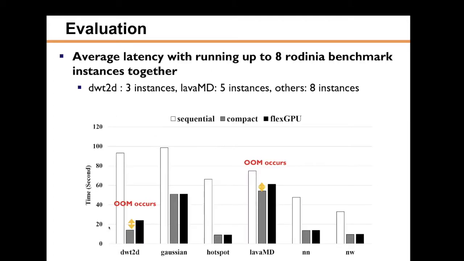Then we demonstrate the average execution time of 6 applications from the Rodinia benchmarks. In particular, DWT2D and LavaMD require more than 2 gigabytes of GPU memory, so the number of concurrently running instances is limited to 3 and 5 respectively. The other 4 workloads can execute 8 instances concurrently because they require less GPU memory. As a result, FlexGPU could enable safely running 8 instances of all the applications, even including DWT2D and LavaMD.